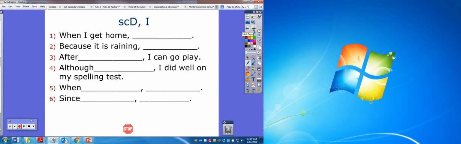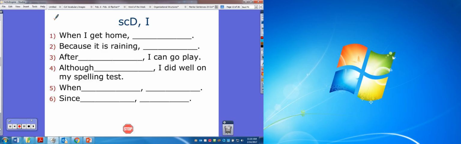Just a couple more examples of some subordinating conjunction, dependent clause, comma, IC formulas. This is when the dependent clause comes first. See if you can make a complex sentence out of number 1. When I get home, what will you do? You have to have an independent clause. When I get home, I will do my homework. When I get home, I will eat a snack. When I get home, we will clean the house.